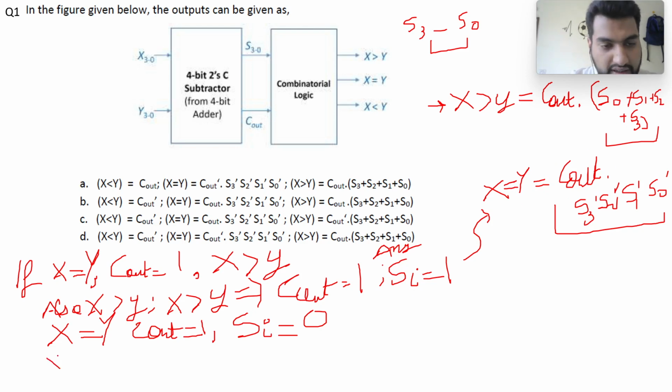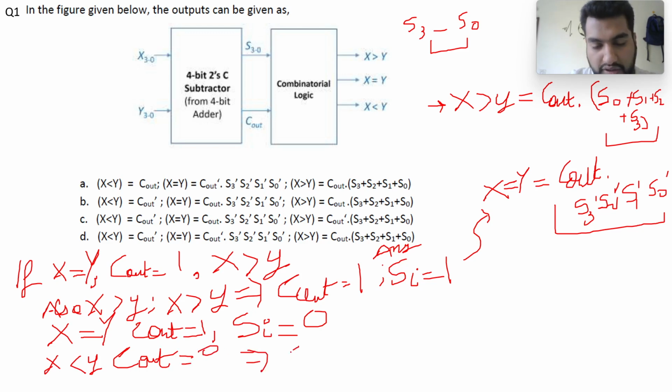And for x less than y, C out should be equal to 0. There is only one condition. So C out equal to 0 means C out complement.